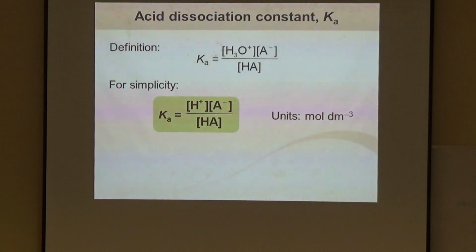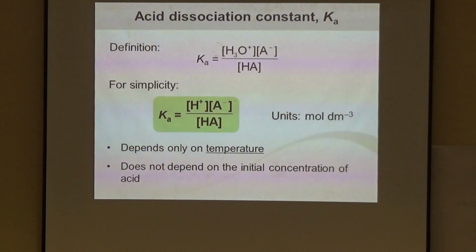Now, to simplify things further, they will write it as H plus instead of H3O plus. The units are mole per dm cube. This is an equilibrium constant. Okay, so it's dependent on temperature, it's not dependent on the initial concentration.